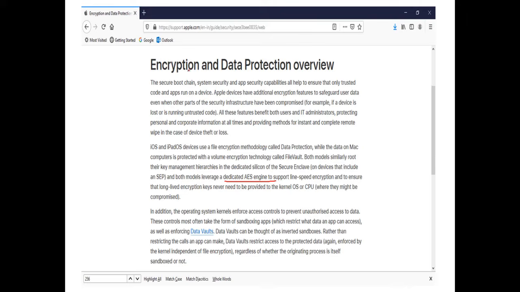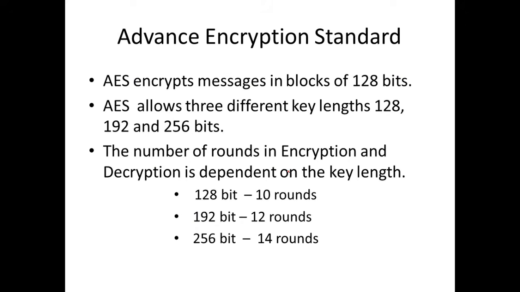And even in the product page of apple.com, I have found that they are using a dedicated AES engine to support line speed encryption. Not only that, AES is part of a lot of products, even your browsers. So AES is being used extensively worldwide.